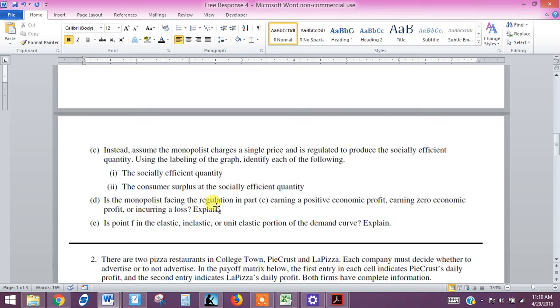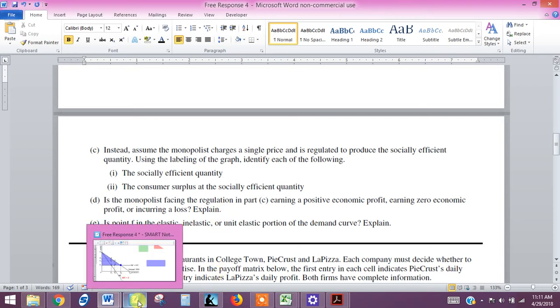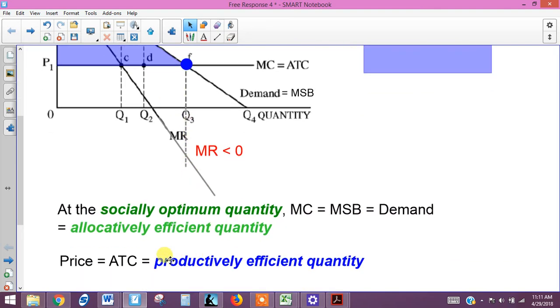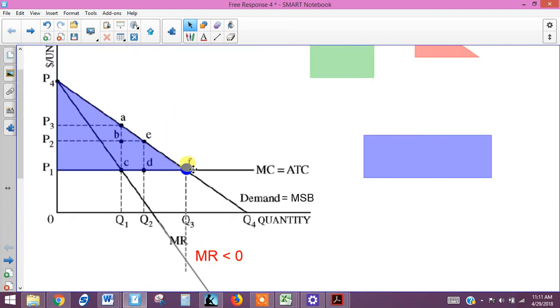We're finished with, okay, so what you want to do is explain right here that they're earning a zero economic profit, because at the point where they are being regulated to produce at the socially optimum quantity, at that point price P1 equals average total cost, and that's how you explain that.